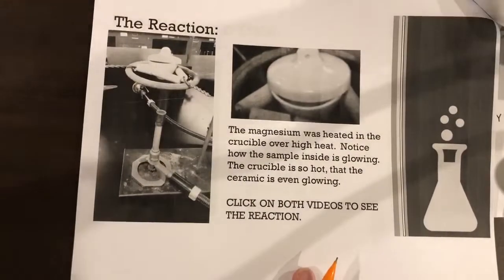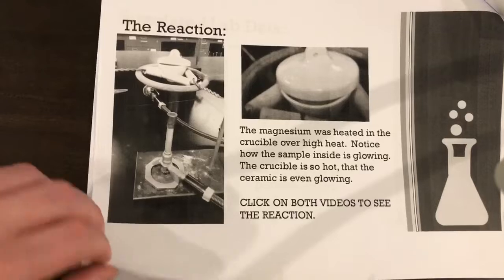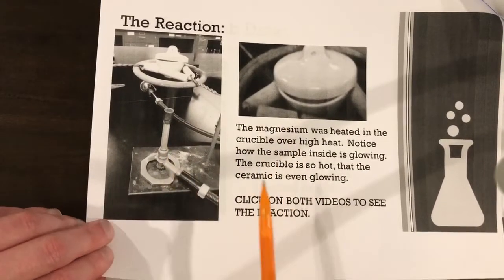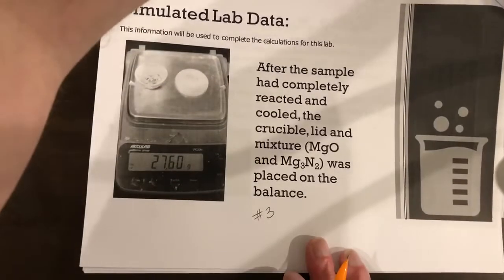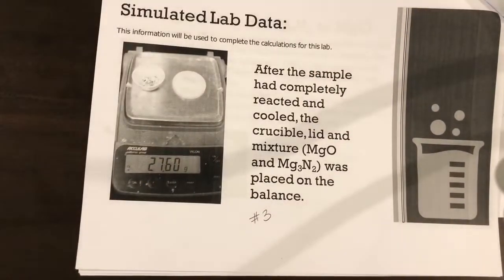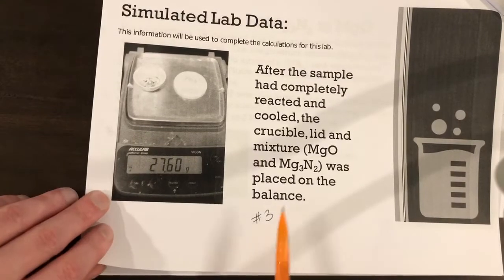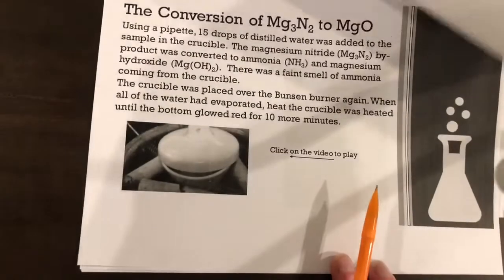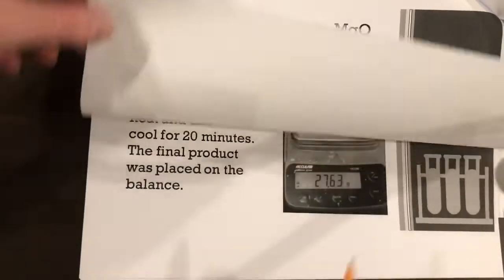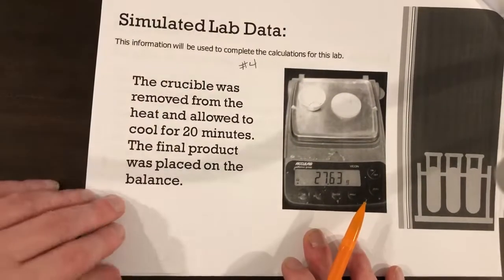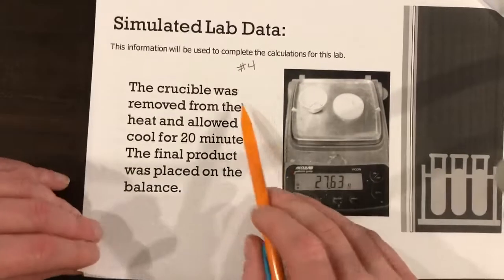Okay, you're gonna heat it up. Make sure you watch the videos that go with the actual reaction so you can actually get an idea of what actually happened in the lab. Okay, we're gonna weigh the product after we've heated it up. So we're gonna label that number 3. Okay, and then we're gonna follow the steps in this. We're gonna add some water and it's gonna produce ammonia. Ammonia is gonna give you a special smell, so make sure you watch the video that goes with this. Okay, we're gonna reweigh it and let it cool down. So this is gonna be number 4.